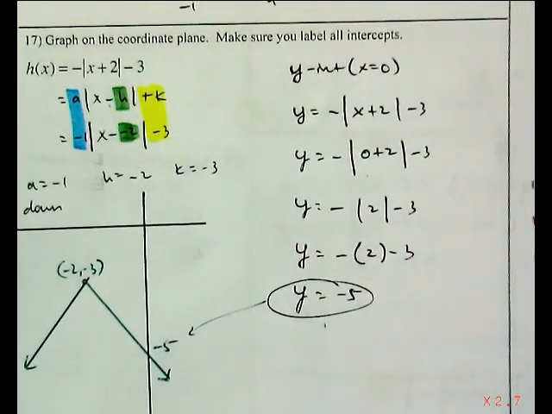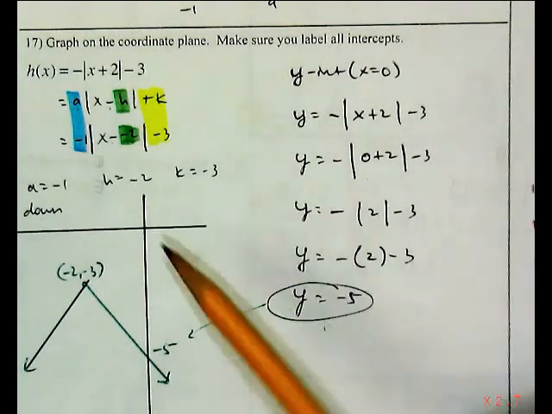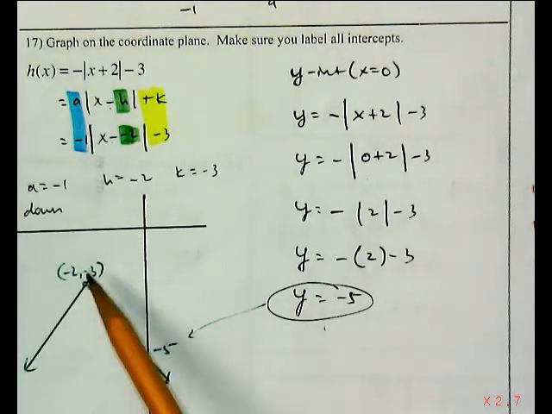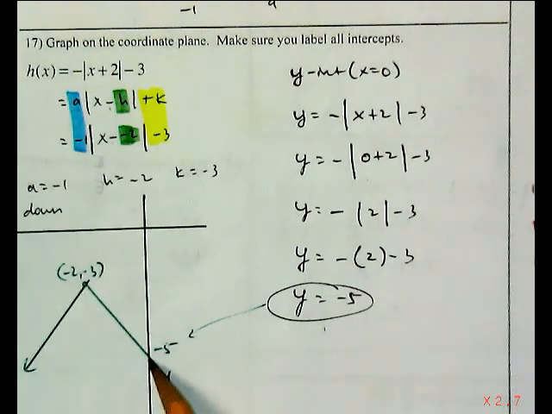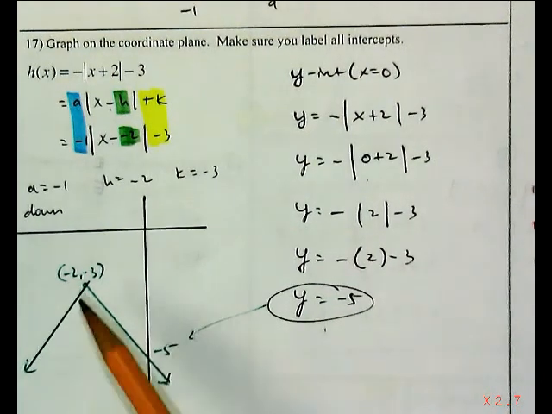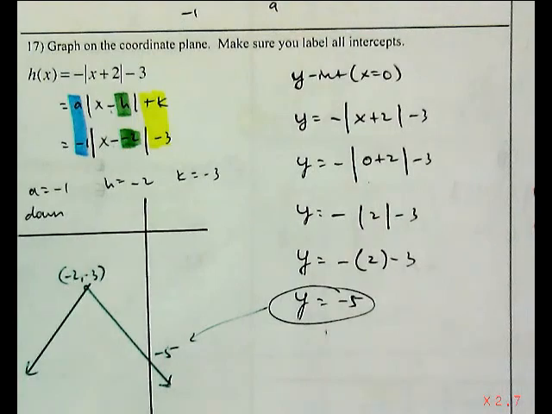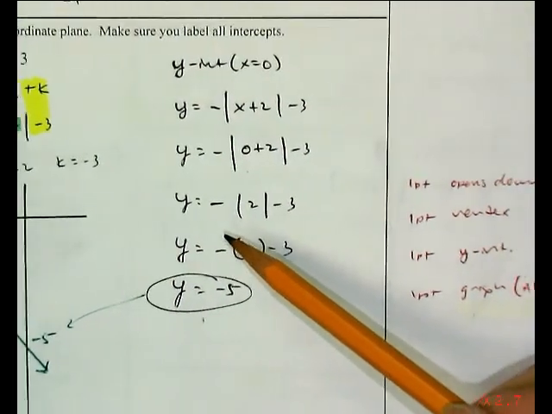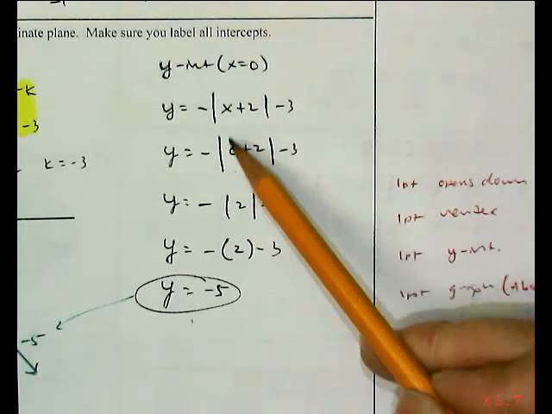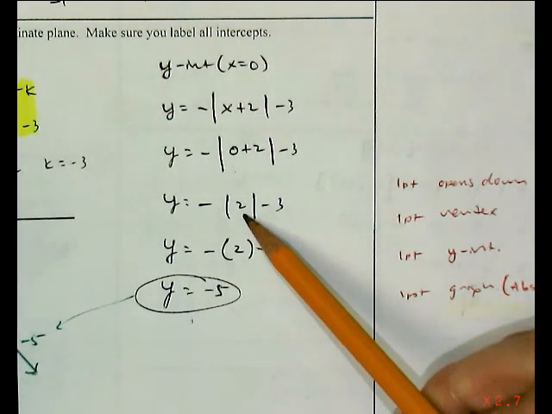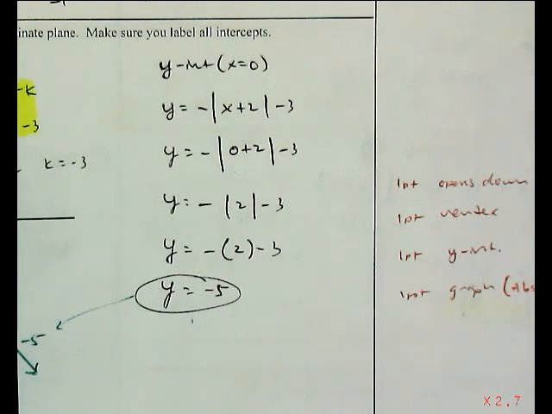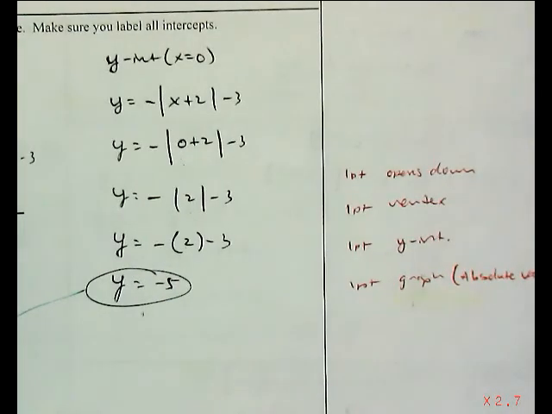So you essentially got 1 point if you knew that it opens down, 1 point if you got this vertex correct, 1 point if you got the y-intercept correct, and 1 point if you knew that this was an absolute value equation. To get the y-intercept, you're making x equal to 0. 0 plus 2 is 2, absolute value of 2 is 2, negative 2 minus 3, that would be negative 5. And there's your partial credit points.